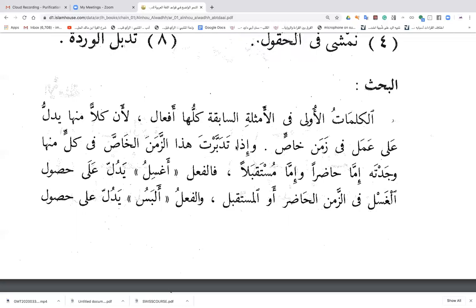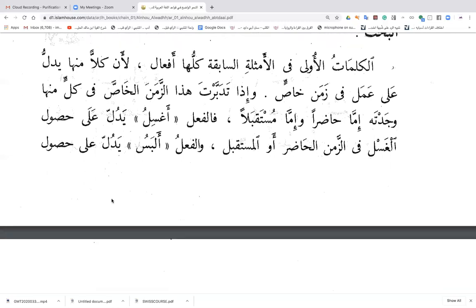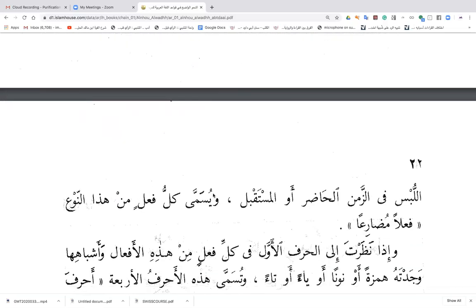He said, and if you were to pay attention and ponder, you would notice that the tense in each one of these words is either going to be now or in the future. فالفعل أغسل يدل على حصول غسل في الزمن الحاضر أو المستقبل. So I'm washing my hands either now or in the future. والفعل ألبس, I'm wearing, يدل على حصول اللبس في الزمن الحاضر أو المستقبل. Also means either now I'm putting it on or in the future.